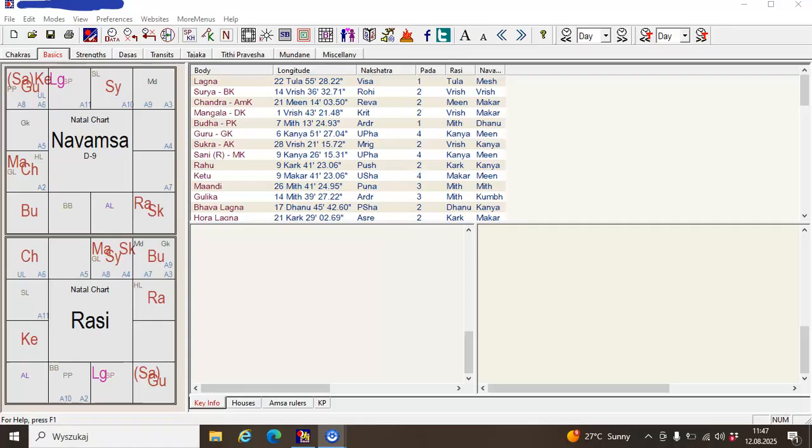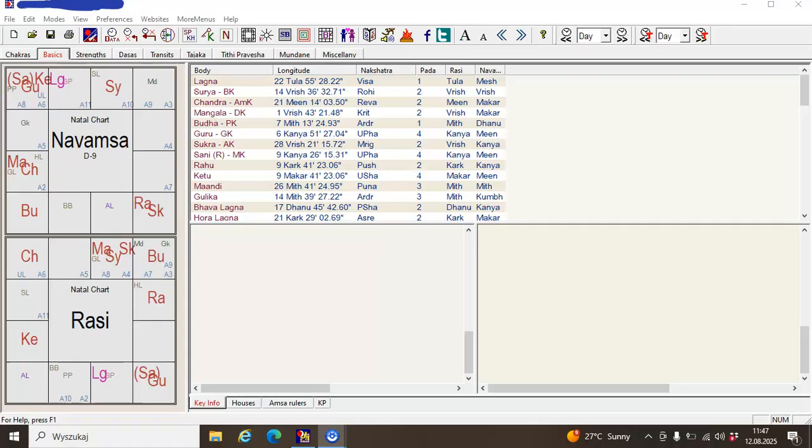Then later on we will calculate the entire Navamsha Dasha based on my own Navamsha. But first we will focus on the rules which you need to remember in order to do Navamsha Dasha properly.